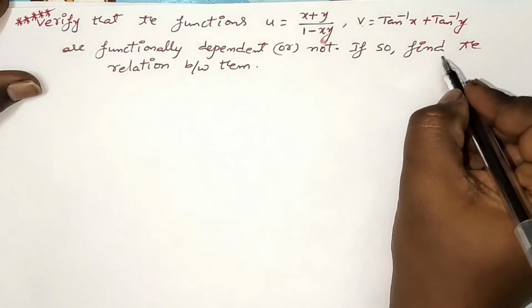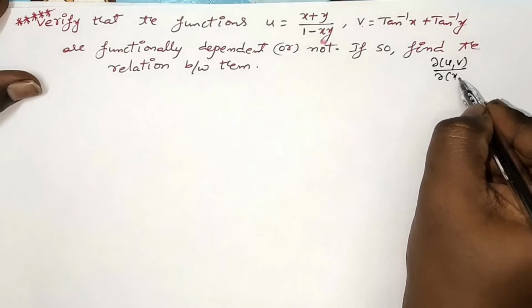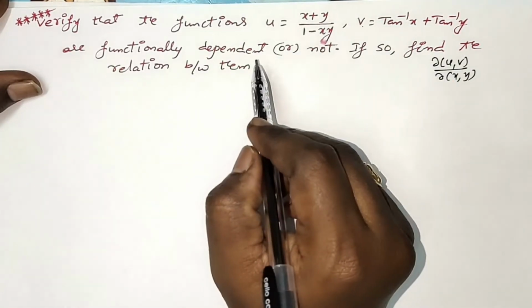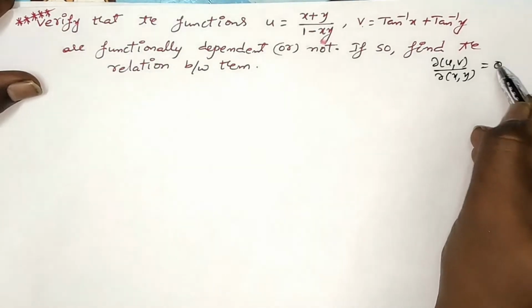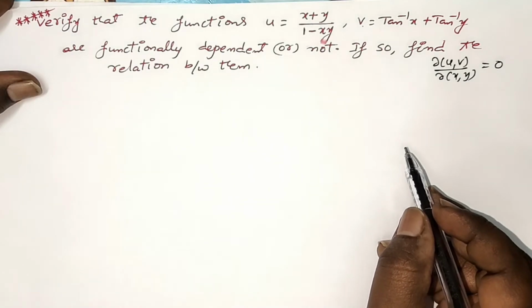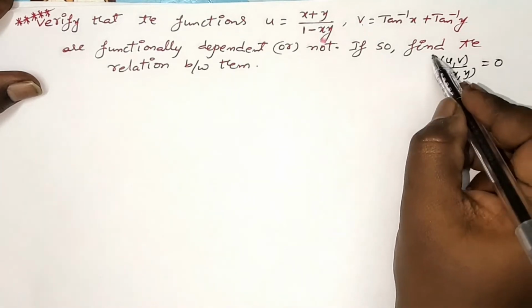For that purpose, we have to check the value of the Jacobian of u, v with respect to x, y. Here, two functions u and v are given in two variables x and y. So, if their Jacobian is 0, then these both functions are said to be functionally dependent. Otherwise, they are said to be functionally independent. In that case, we can't get the relation between u and v. Okay, see.